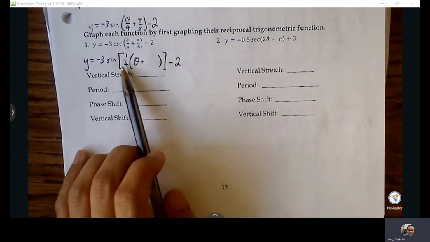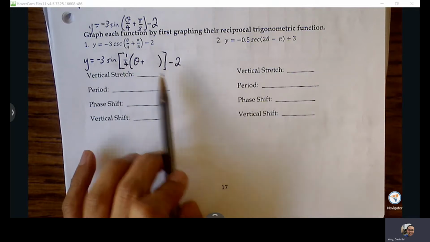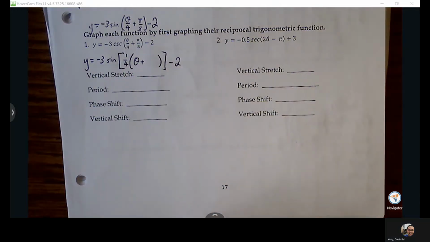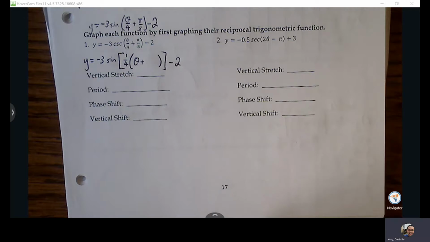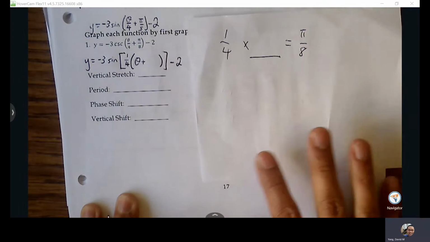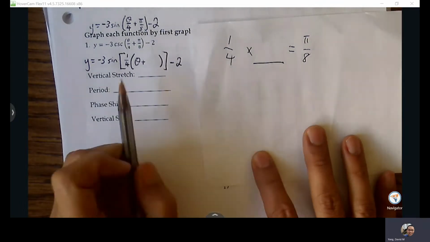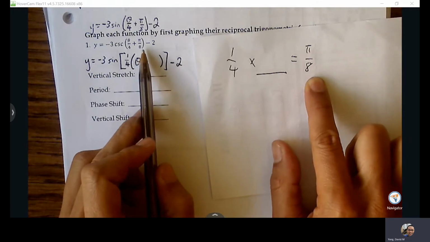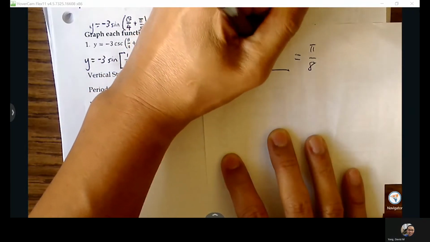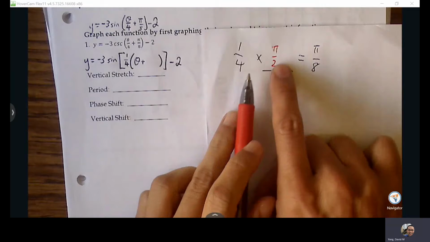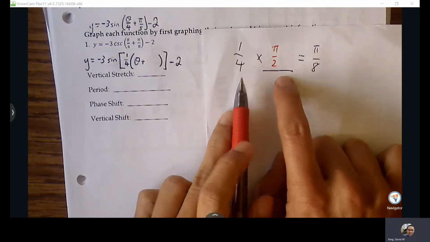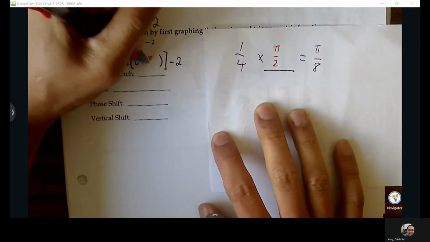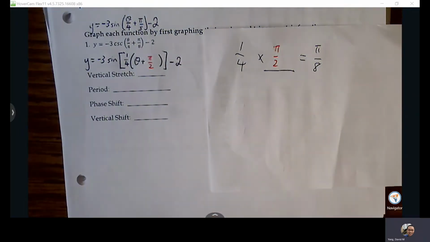So now we've got to ask ourselves, 1/4 times what gives us pi over 8? This is the puzzle that we're trying to figure out here. 1/4 times what gives me pi over 8? Pi over 2. Okay, let's try that. Does that work? 1 times pi is pi, 4 times 2 is 8. So that's our c value there.